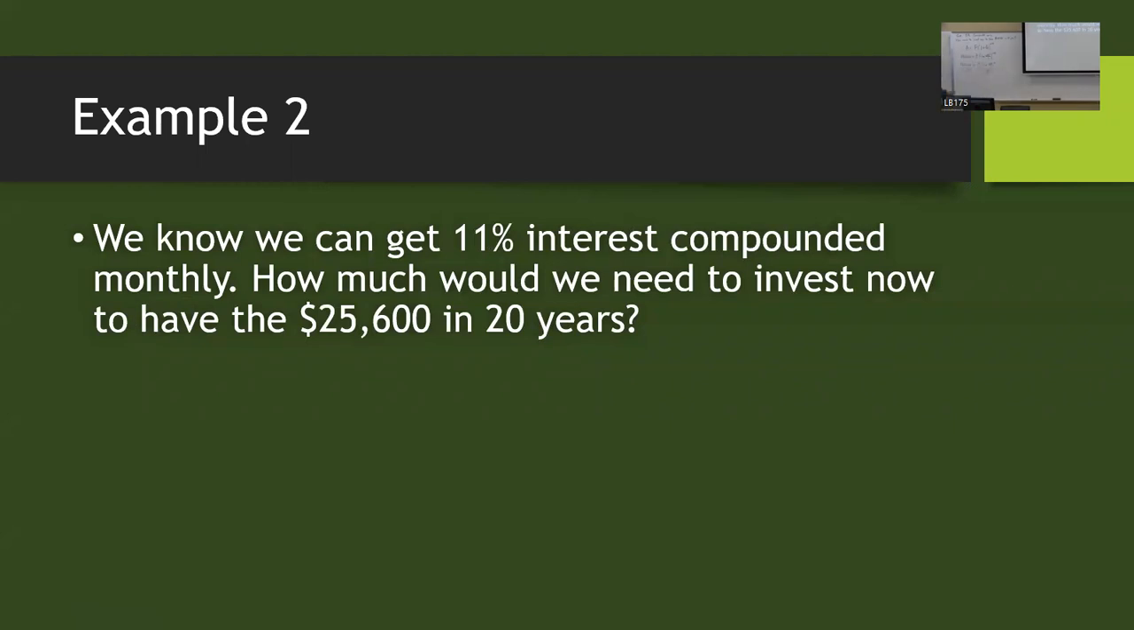All right, I want you to try this one on your own. We know we can get 11% interest compounded monthly. How much would we need to invest now to have $25,600 in 20 years?